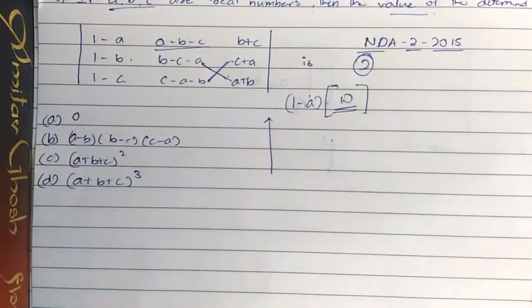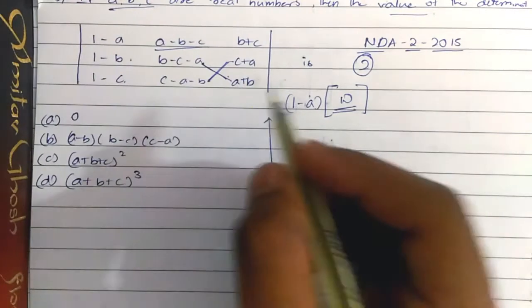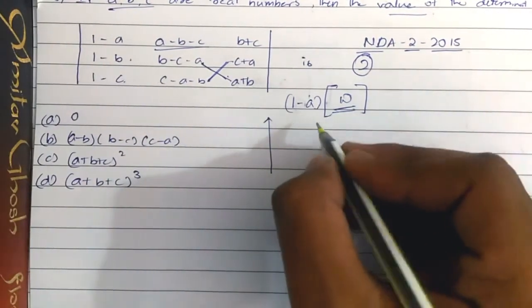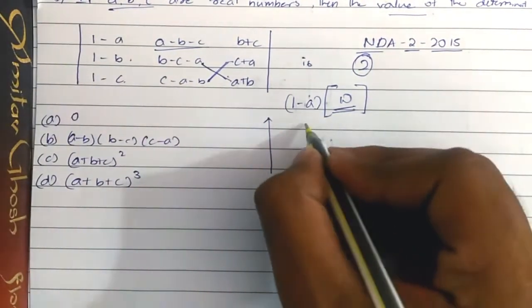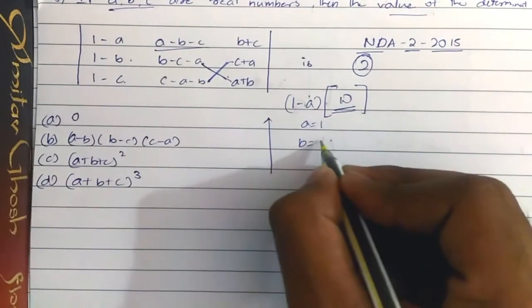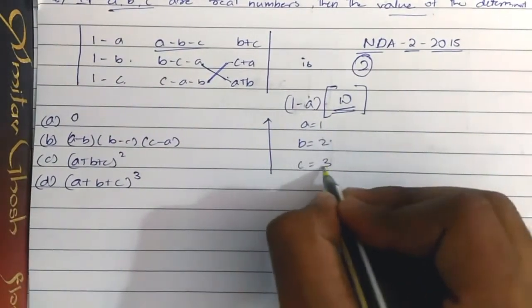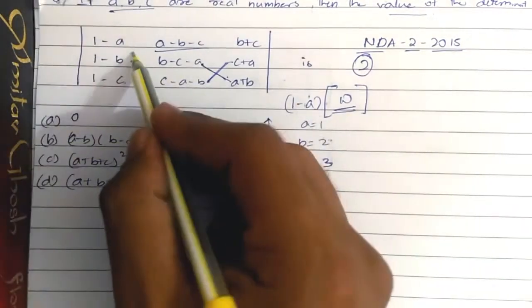So here I am going to tell you a simple trick to solve this question easily. Take some arbitrary values for a, b and c. I'll take the value of a as 1, for b I'll take 2, and for c I'll take 3. So now replace these values in this matrix.